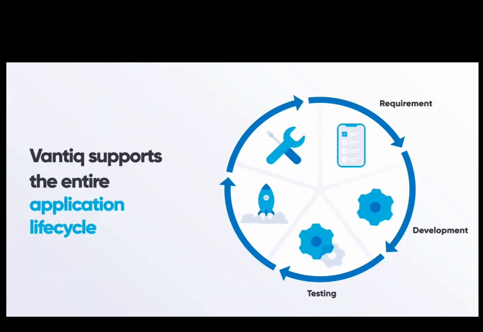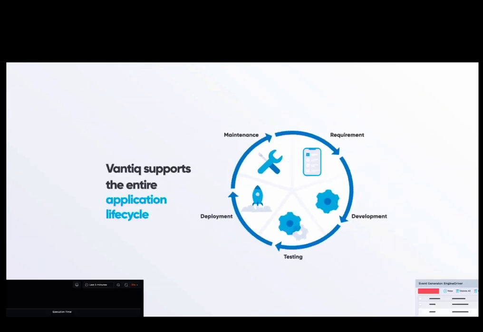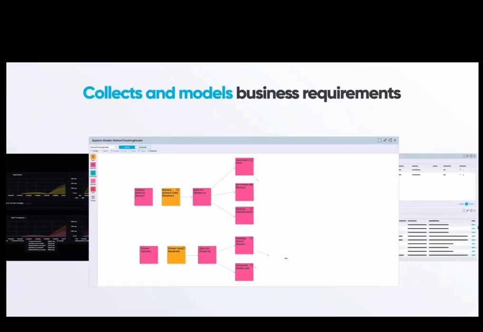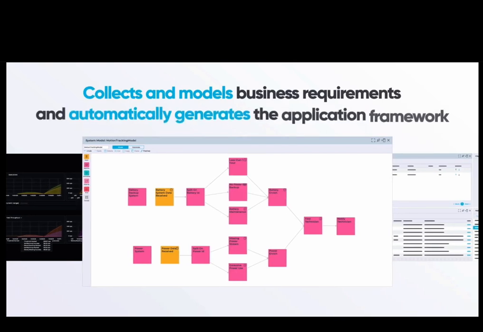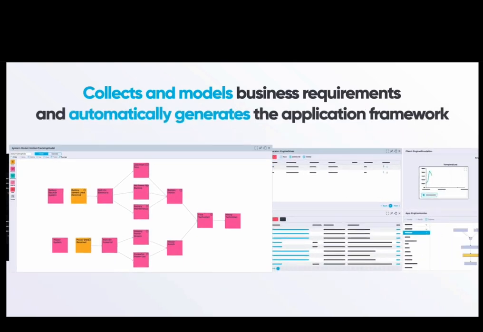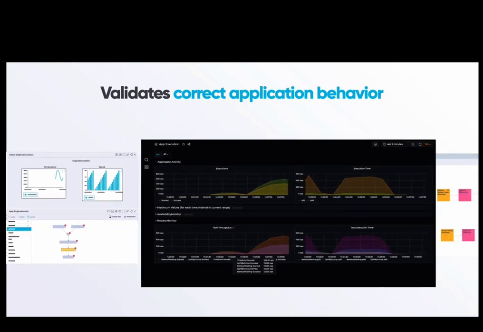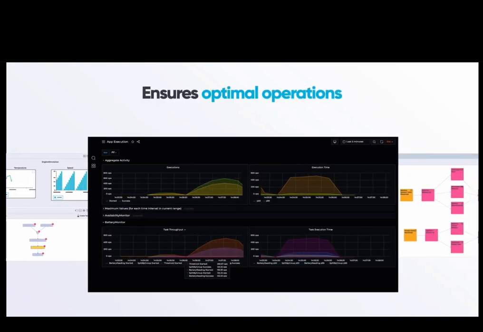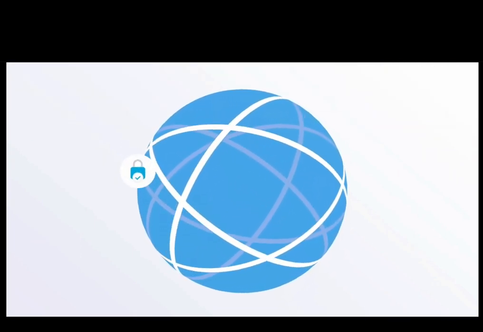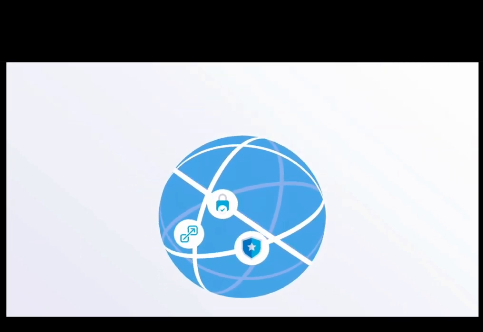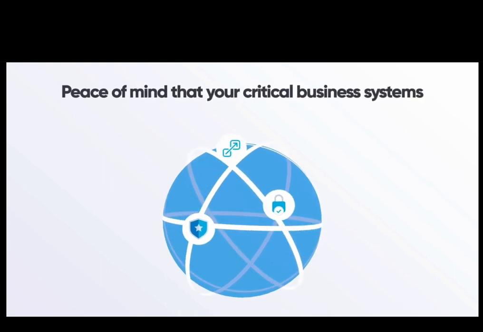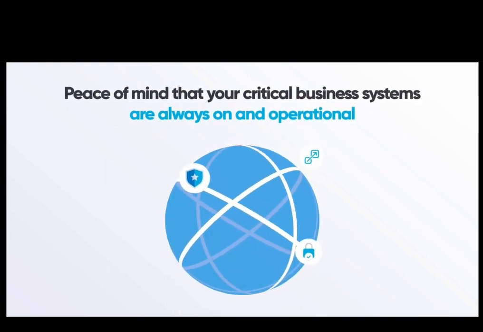Vantiq supports the entire application lifecycle. A rapid design tool collects and models business requirements and automatically generates the application framework. A complete testing suite validates correct application behavior, and a runtime performance manager ensures optimal operations. Finally, everything built in Vantiq is secure, scalable, and reliable, giving you peace of mind that your critical business systems are always on and operational.